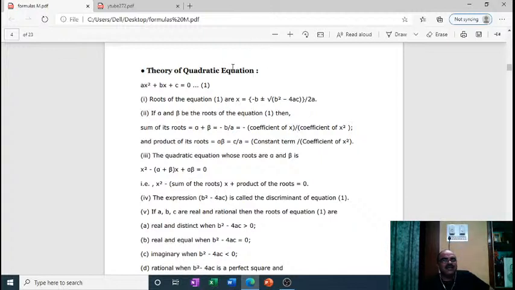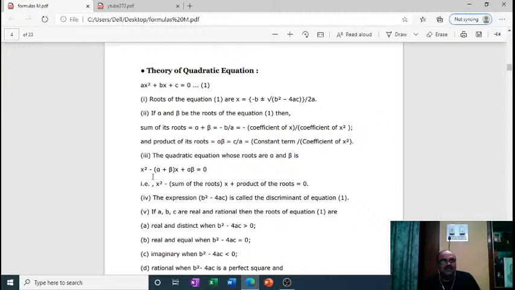Next is quadratic equations. Very important area, quite a lot of sums we get from this. We use this method when we can't factorize it properly. If the quadratic equation cannot be factorized, we use the formula minus b plus or minus root of b square minus 4ac by 2a. If alpha and beta are the two roots of the equation, their summation is minus b by a and their product is c by a. And we need to remember always here, a is never equal to 0.